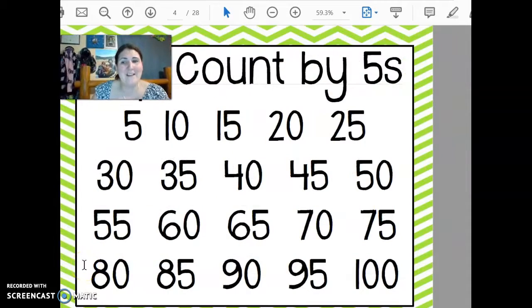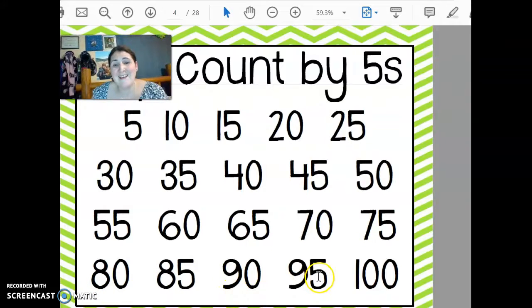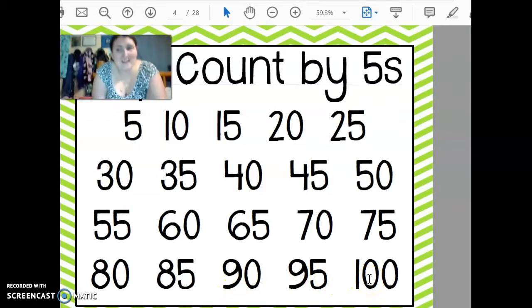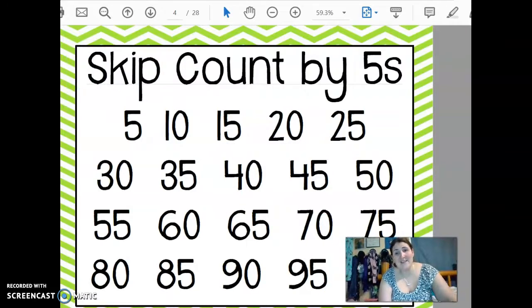So I have this here for you. And this is skip counting by 5. So will you help me skip count by 5? These are the ones just like the ones hanging by the door. So I'm really glad I found them. Ready? 5, 10, 15, 20, 25, 30, 35, 40, 45, 50, 55, 60, 65, 70, 75, 80, 85, 90, 95, 100.